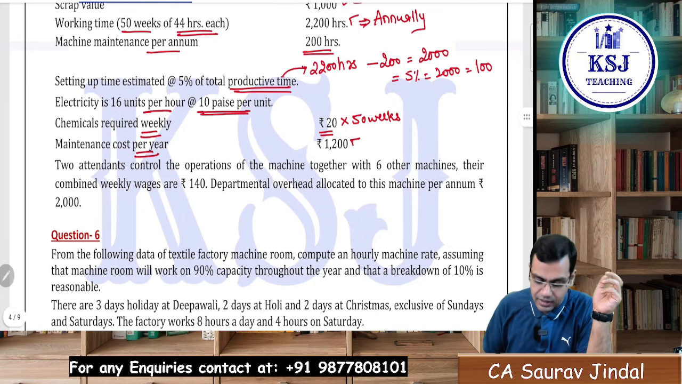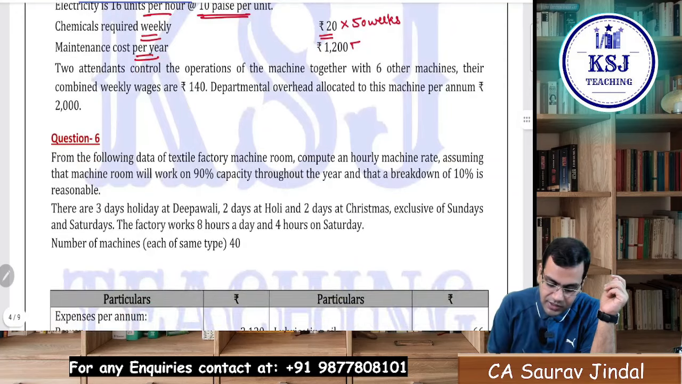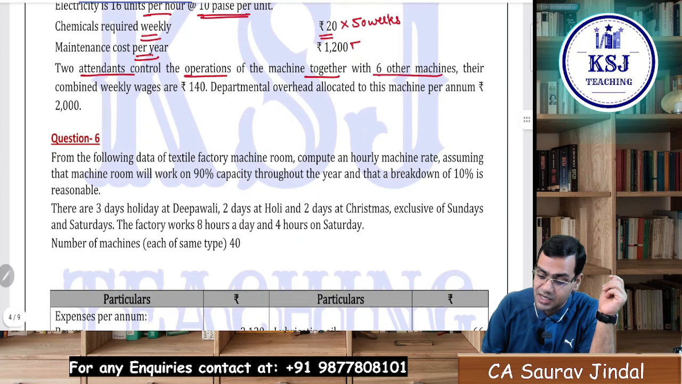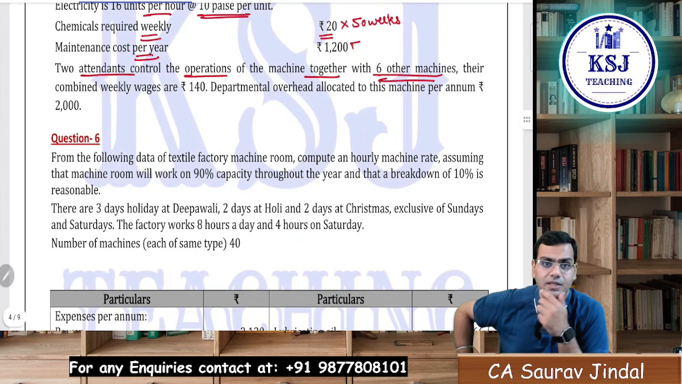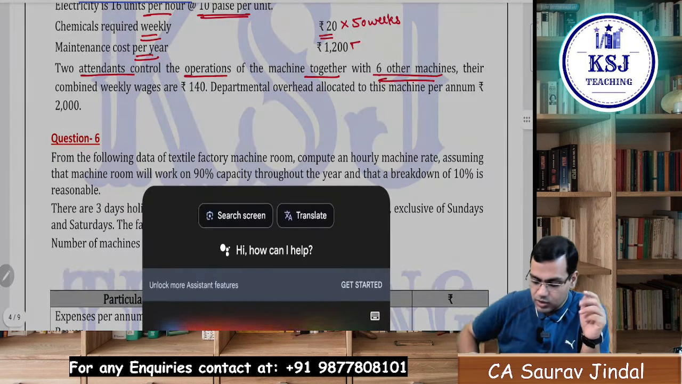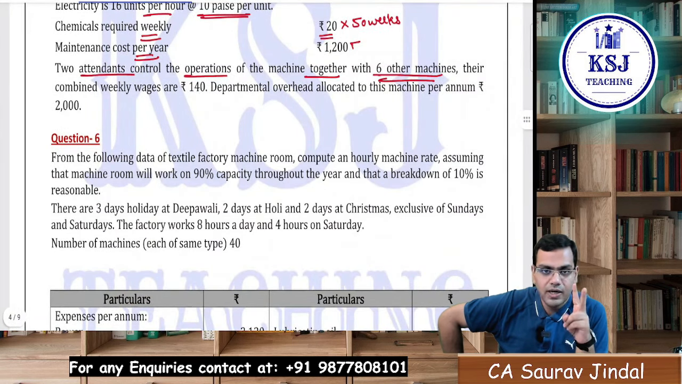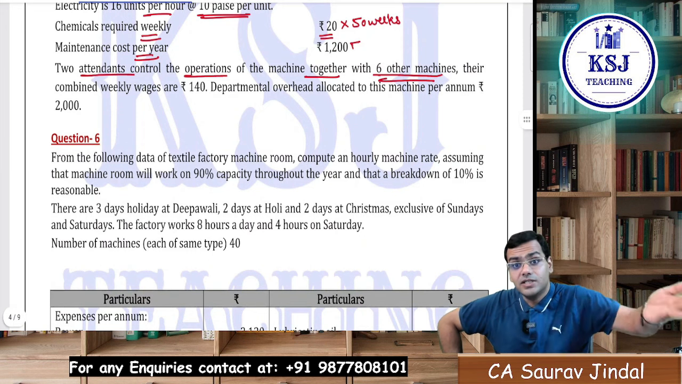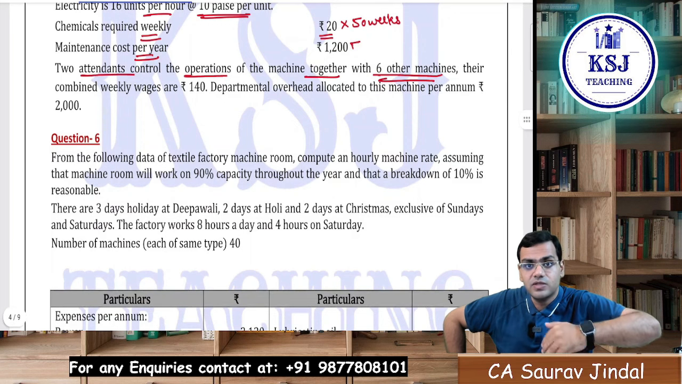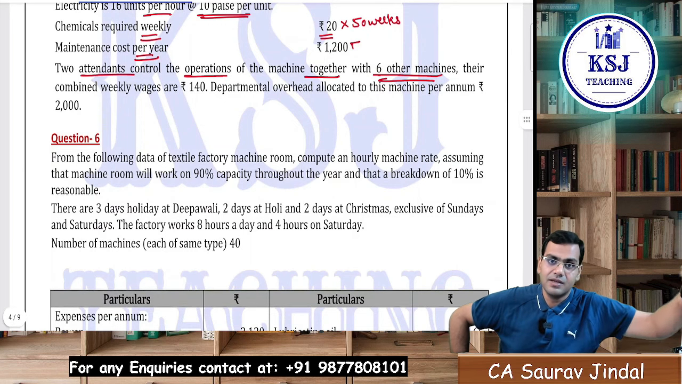No issues in that. Then he says 2 attendants control the operations of the machine together with 6 other machines. So how many total machines are there? There are 2 attendants who are operating all the machines. How many machines are there, sir? So there are a total of 7 machines. 6 other machines means besides the machine which we are talking about, there are 6 other machines also.